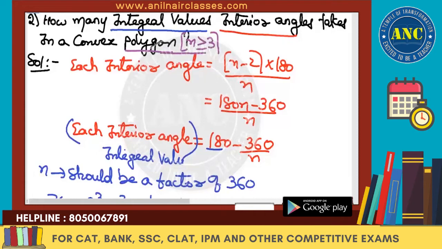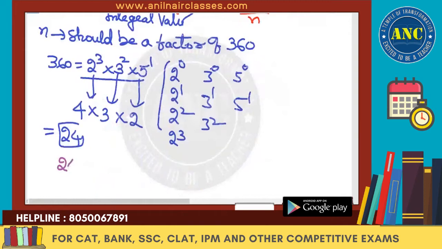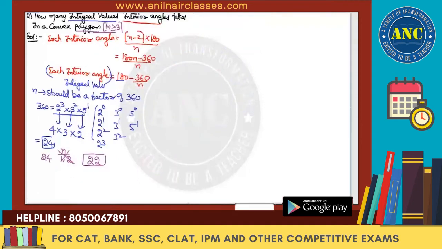But I already discussed that in a polygon, n is greater than or equal to 3. Among the 24 values, n equal to 1 cannot be possible, and n equal to 2 cannot be possible. So the total answer is 22. I hope it is clear, right, sir?